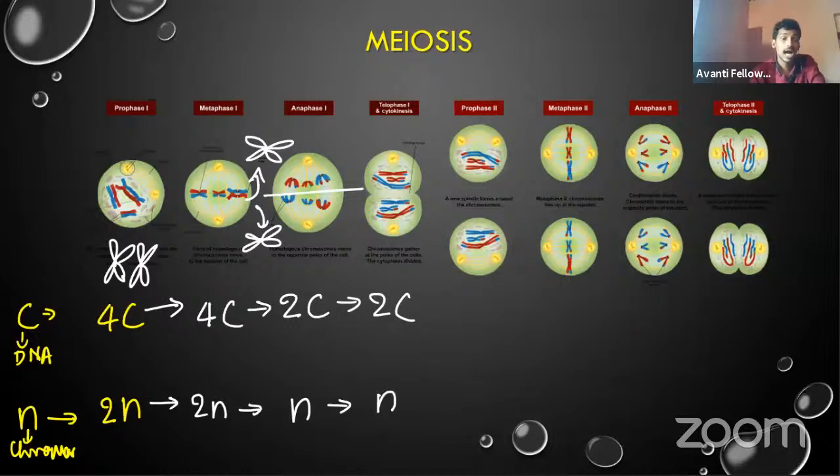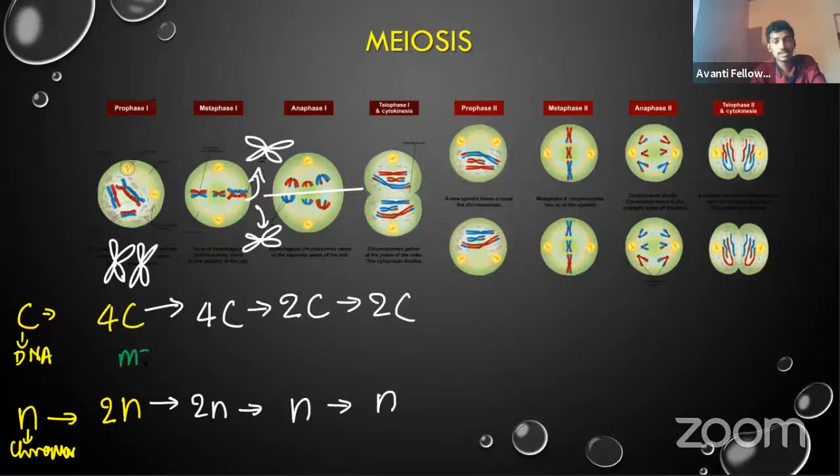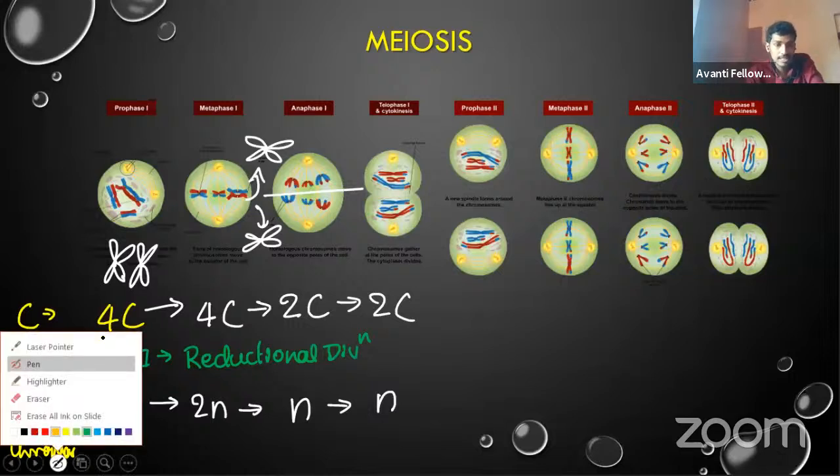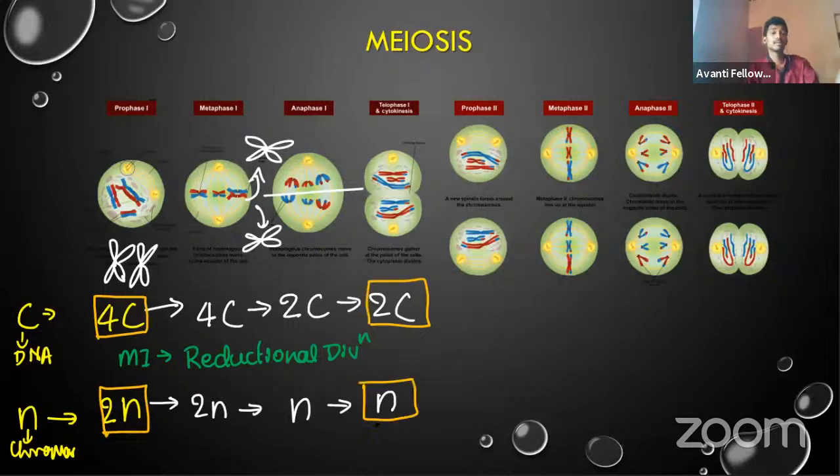So that's why our first division, meiosis 1, is called the reductional division. Why do we call it the reductional division? Because initially it's 4C and 2N, but as you can see here, after M1, it is 2C and 1N. That means half of the initial chromosome number and half of the initial DNA content. Then what happens? We will move on.